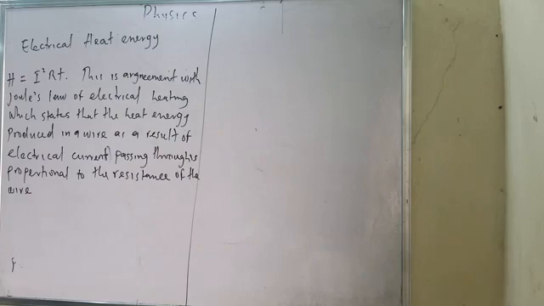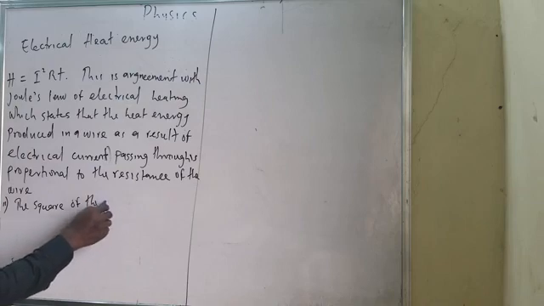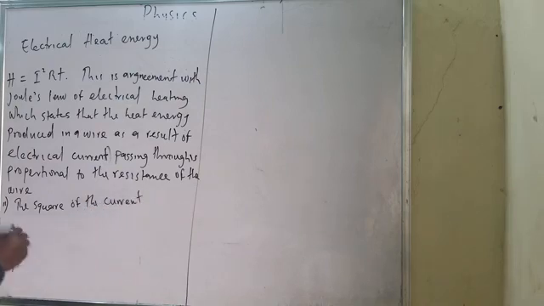Now, the resistance of the wire, to the square of the current. This is one, the resistance of the wire, and this is one, the time taken. Now, these are the things we are talking about here.